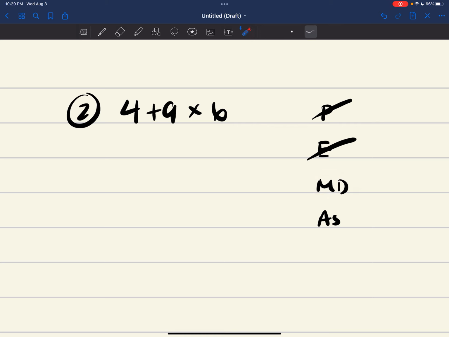Do I see multiplication or division from left to right? Well, I see 9 times 6. That's the only thing that I see in this case. 9 times 6, that's going to be 54. And then again, I'm going to just rewrite everything that's left, which is plus 4. So I'm left with 4 plus 54. I can add those two and say that's 58. And you got it. That's my answer over there.